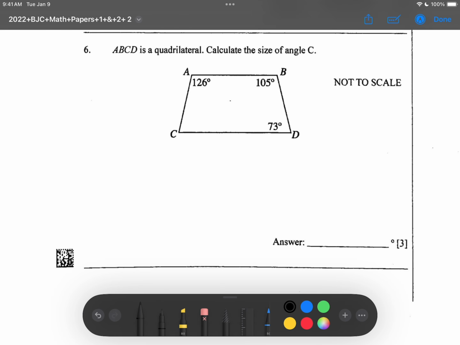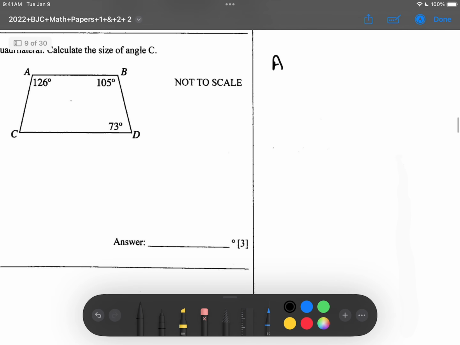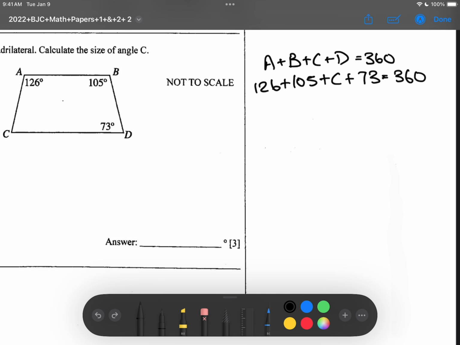ABCD is a quadrilateral. Calculate the size of angle C. We know that a quadrilateral is 360 degrees. So that means that A plus B plus C plus D has to be equal to 360. We know A, B, and D. So fill those in. 126 plus 105 plus C plus 73 is equal to 360.